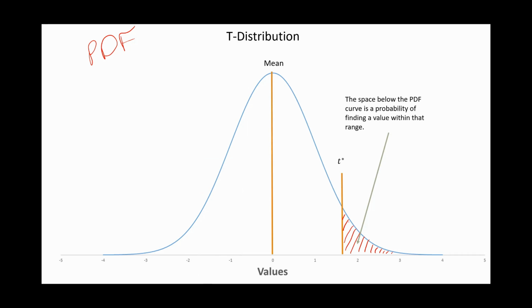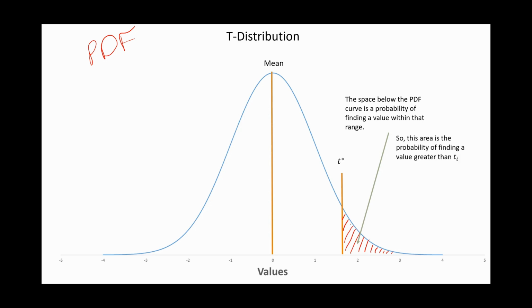So if I shaded this area here, you can say this area is the probability of finding a t-value that is greater than t star. The area underneath the curve is the probability of finding a t-value greater than this particular t-value represented by the line. And this t star is just arbitrary for now. This is how these distributions work.